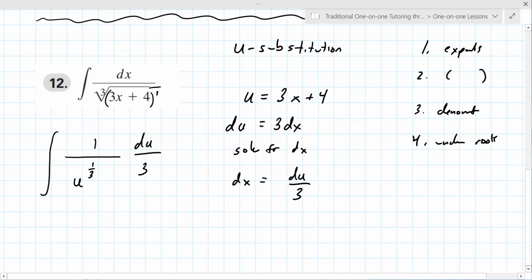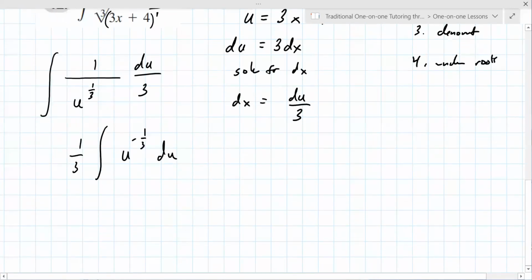And you rewrite the integral enough until you're truly comfortable that you can integrate it. So keep simplifying it until you're really comfortable. Like you can put the 1/3 on the outside. This becomes u to the minus 1/3 du. Is that clear? Yeah. Okay, great.